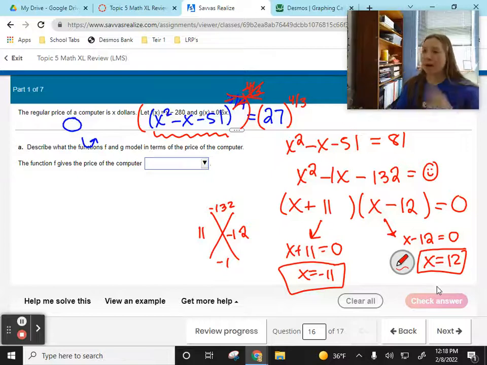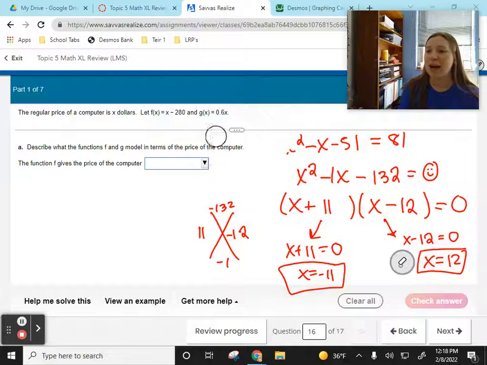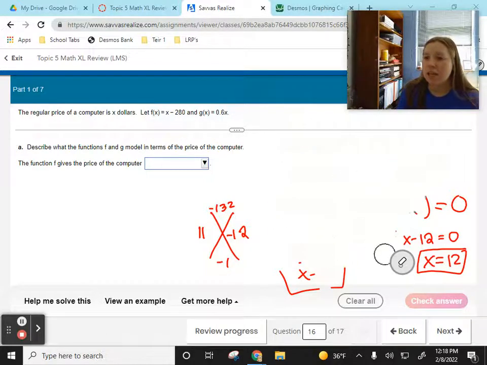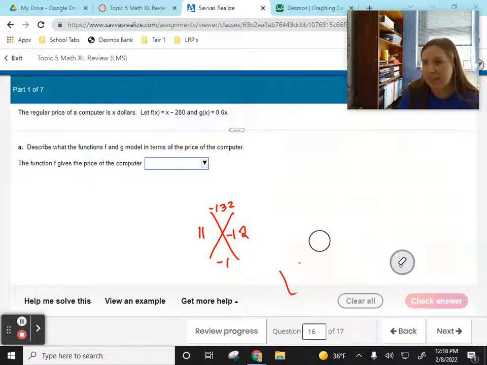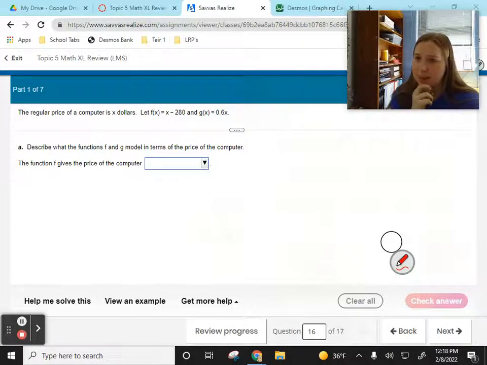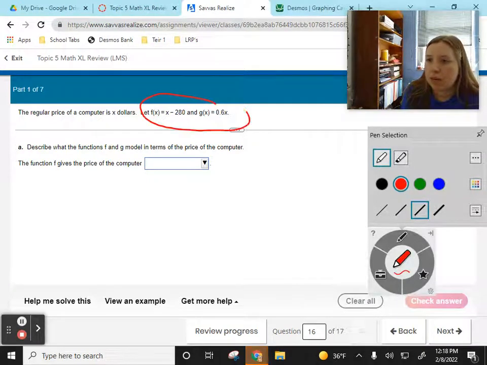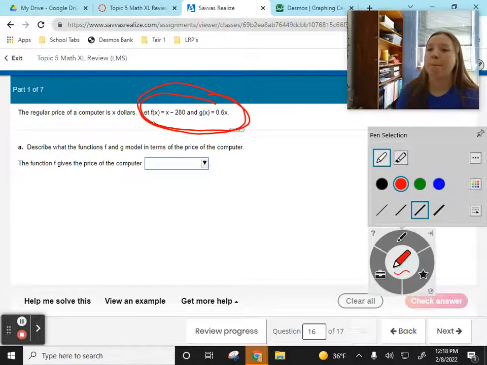Almost done. We've got a word problem, and then we got the 12-step problem, and then we are ready for our test. So this one is kind of like an analytical problem. We don't have to do too much computation, but we got to think a little bit about the math. So it says the regular price of a computer is x dollars, and we have these two equations right here. We kind of want to interpret what they mean. So it says, describe what the functions f and g model in terms of price of the computer.